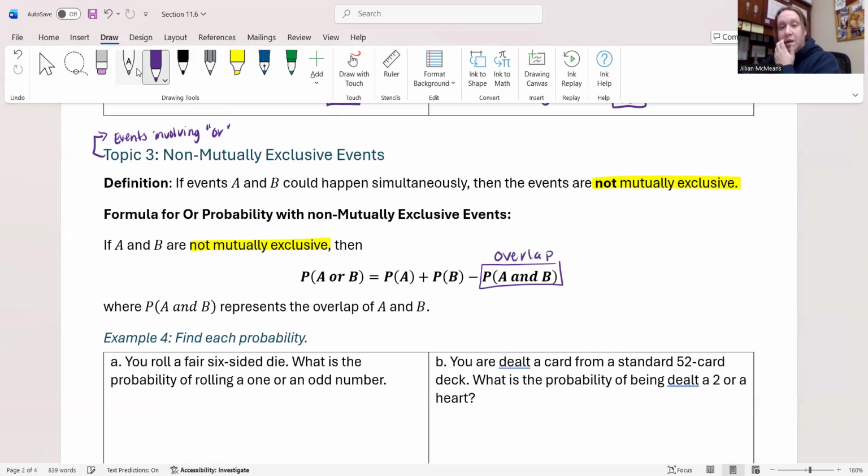Imagine a situation where something could happen at the same time. You can't count it twice. When you're adding the probability of A and you're adding the probability of B, if there's something that could happen in A and B, you don't want to count it in both sets. So you've got to take out the overlap. Okay, so let's look at some examples.